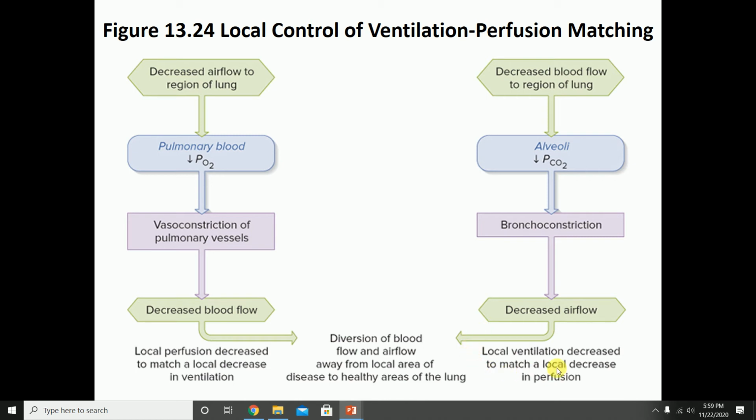So again, decreased airflow because of that reflex bronchoconstriction, and again, diverting that air away to the areas that have both healthy perfusion and healthy ventilation.